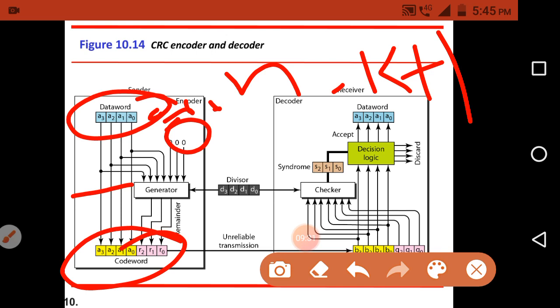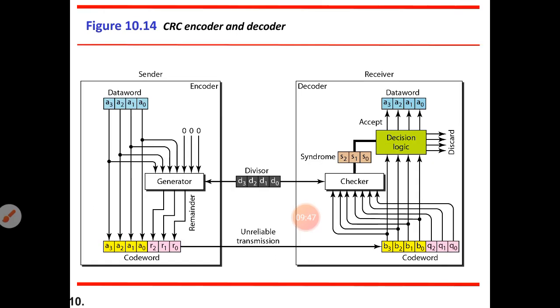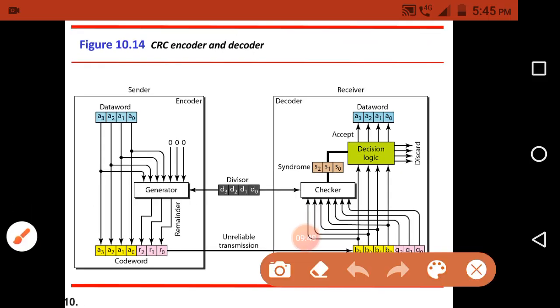By using that divisor, it will divide the incremented data word, and whatever remainder we get is in 3-bit form. That remainder we append to the original data word, and that creates the code word. And that code word we need to transmit to the receiver.